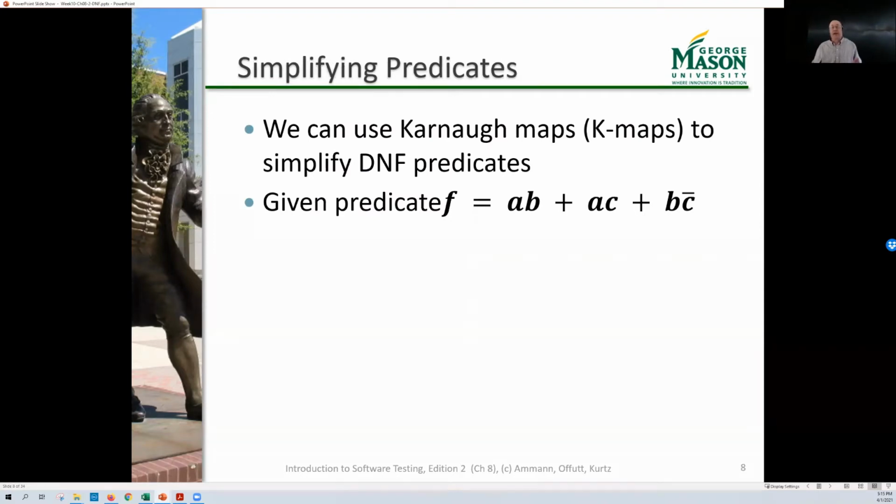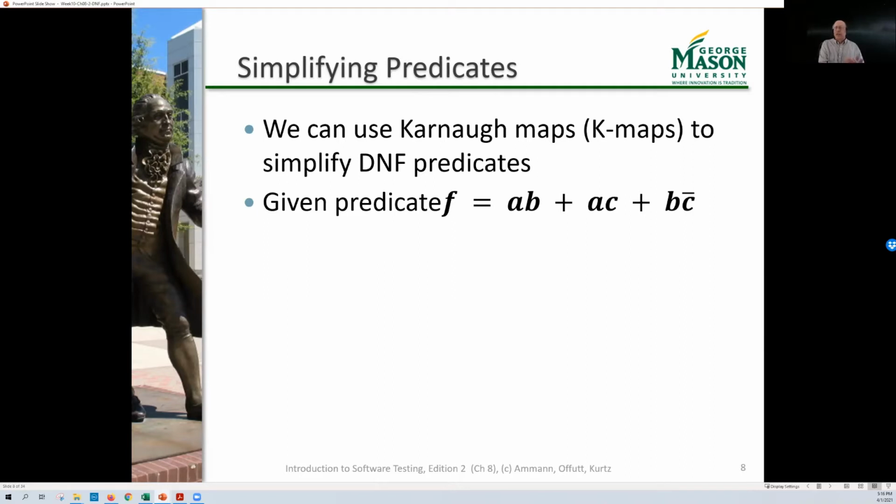All right, we're going to see right here. So we are going to be using Carnot maps or K-maps to simplify our DNF predicates. So if we have F equals AB or AC or B not C, the example from the previous slide, we can use a K-map to simplify this. And so when we make a K-map, hopefully you've had exposure to Carnot maps before.